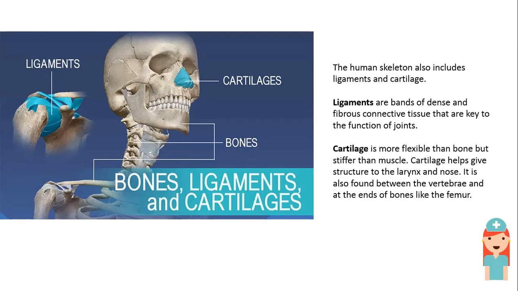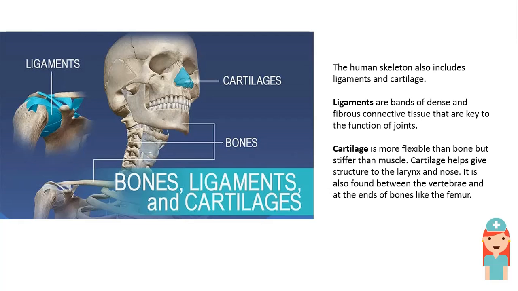Ligaments are bands of dense fibrous connective tissue that are key to the function of joints. They are found in the elbow region, the shoulder region, and the knees. Whereas cartilage is more flexible than bone but stiffer than muscle. Cartilage helps give structure to the larynx and the nose. It is also found between the vertebrae and at the ends of the bones like the femur.